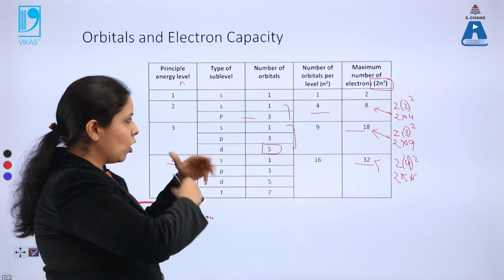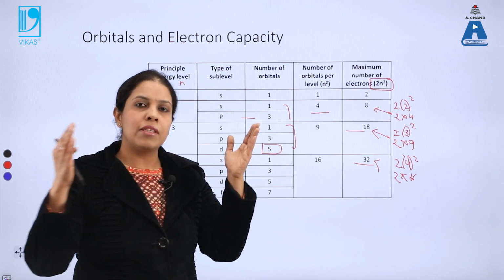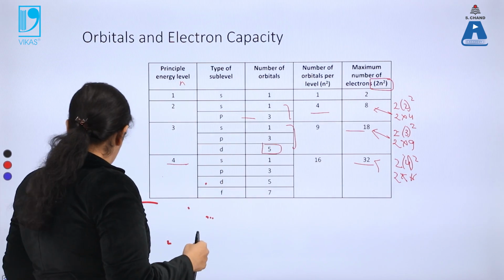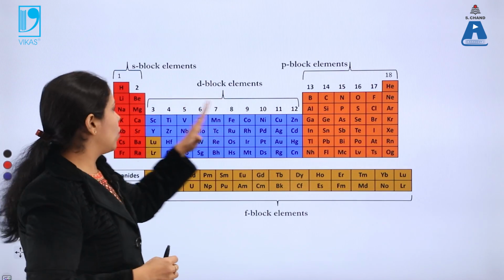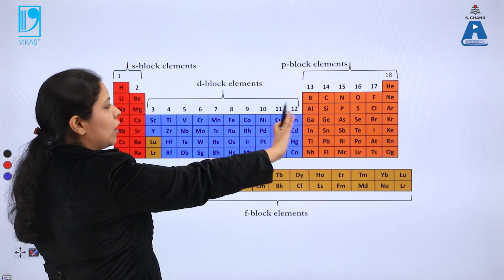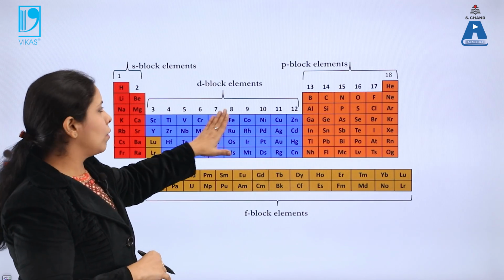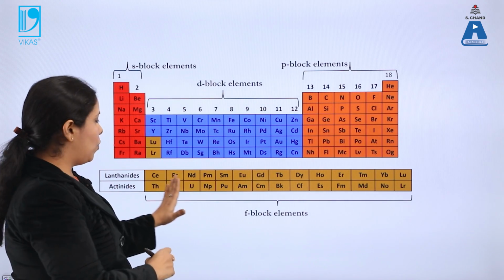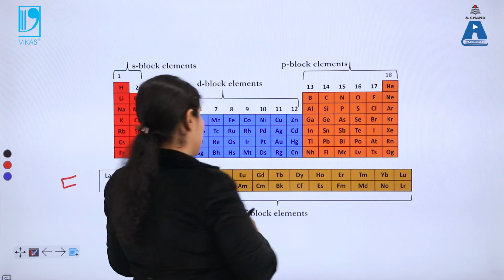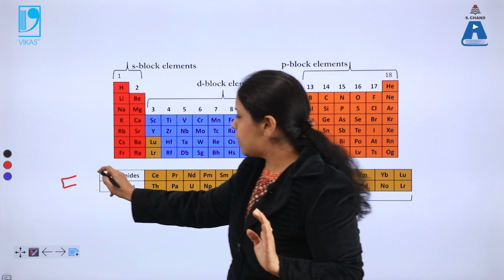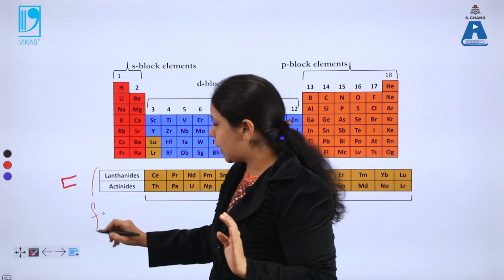The filling of all these electrons has given us the long form of the periodic table, which we can see over here. This is our long form of the periodic table. It is divided into different blocks, like the s block, p block, d block, and the f block. The f block is divided again into 2 categories, lanthanides and actinides. These are lanthanides and actinides, here where the f orbitals are getting filled.